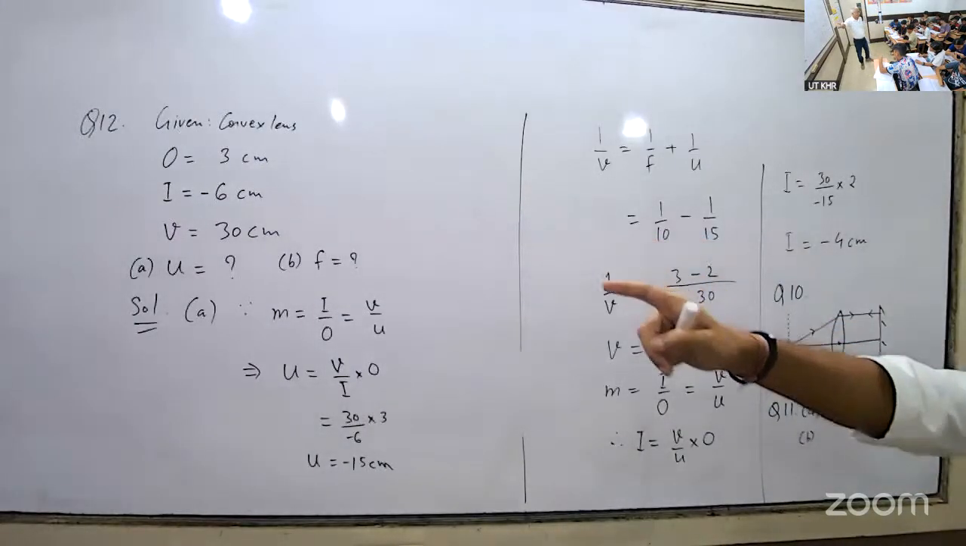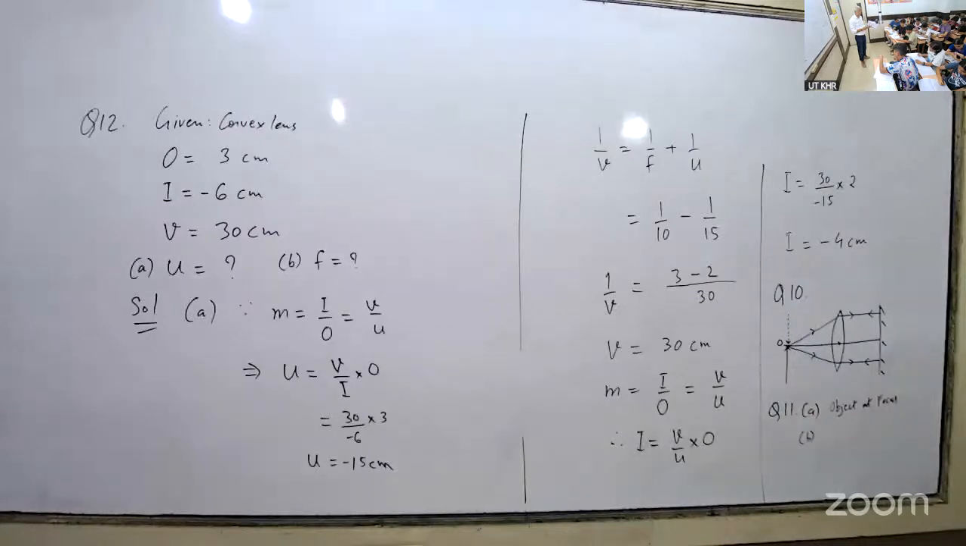Why have we taken I as minus 6? Huh? Why have we taken I as minus 6? Yes, you answer. What is I? Image length, height of the image. Why have we taken it minus 6? In the question, it is not given minus. Okay. Why have I taken minus 6? Read the question.